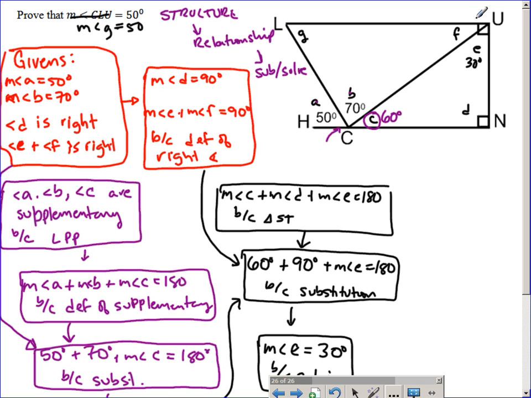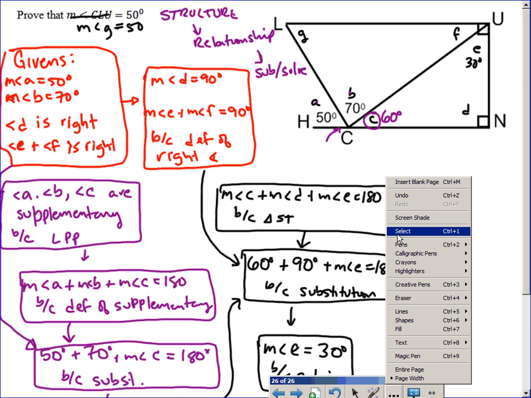and solve. Well, I think a relationship is kind of set for us. It's a right angle. E plus F equals 90 degrees. I mean, we have that right here. E plus F is right. E plus F equals 90 degrees. I think we can just piggyback off this. I don't think we have to even start with a structure. We identify the structure as part of our givens.